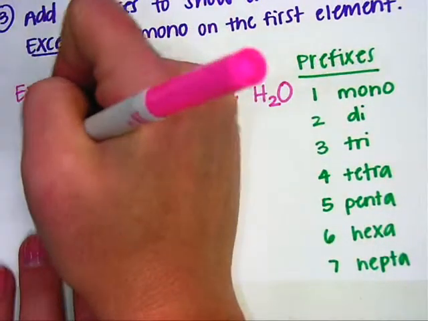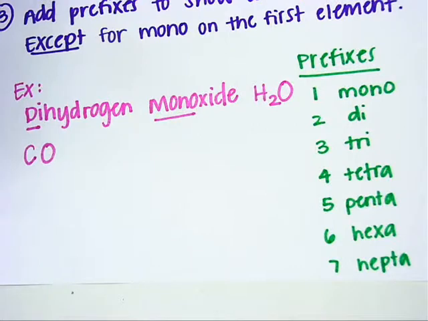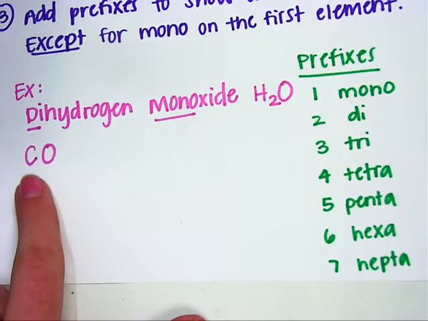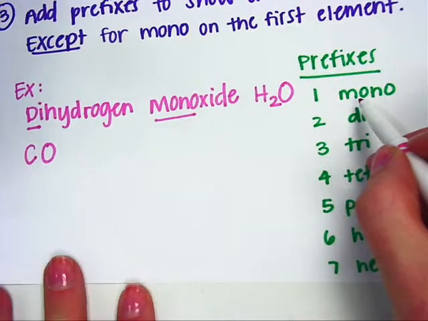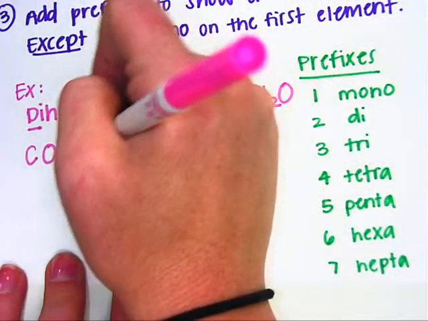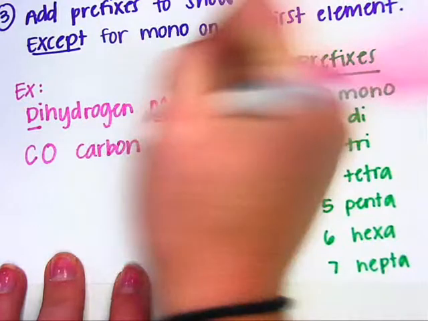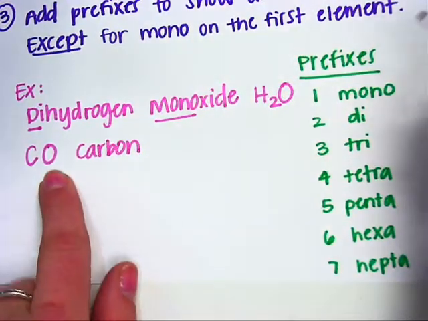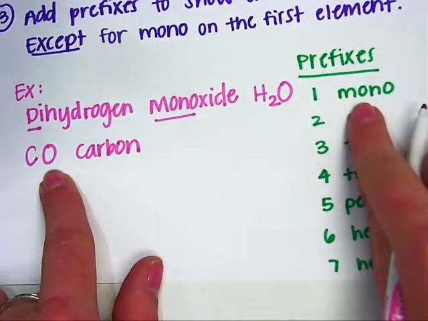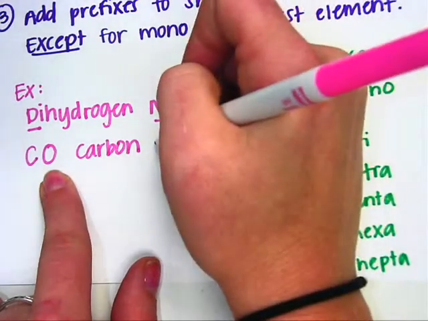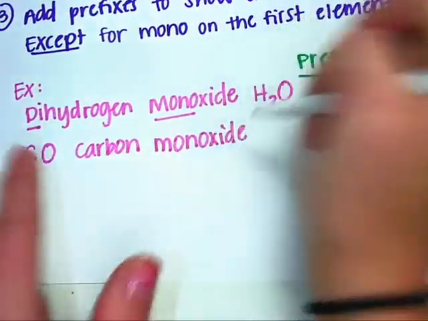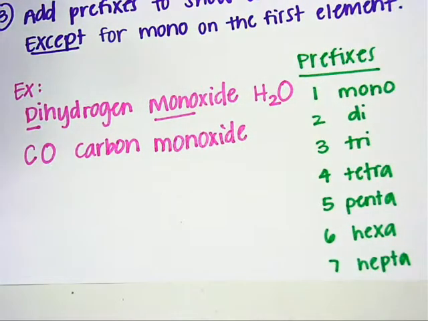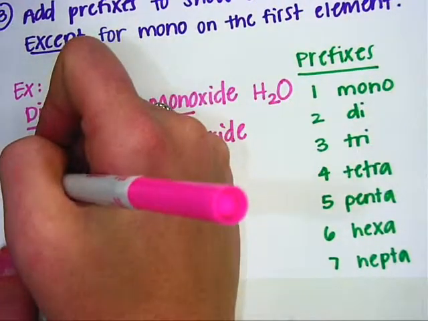This time we're going to do CO, and we're going to write the name. Since there's just 1 carbon, and it's the first element, we don't have to include mono. So it's going to be carbon. And then our second element is oxygen. There's 1 oxygen. So it's going to be carbon monoxide, or 1 oxygen. Go ahead and give this one a try. See if you can write its formula.